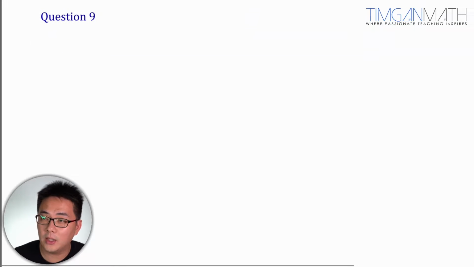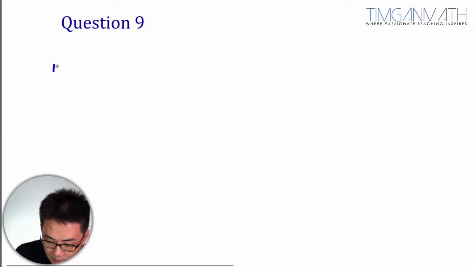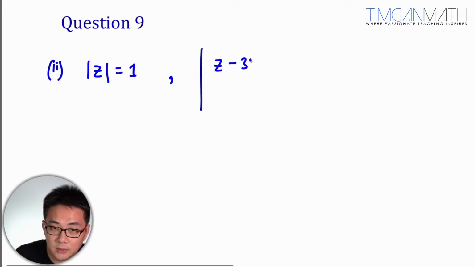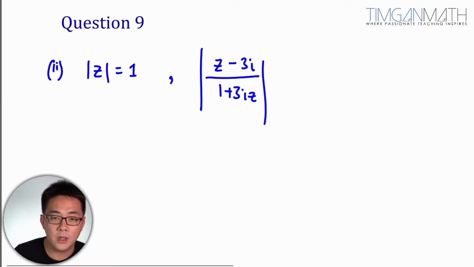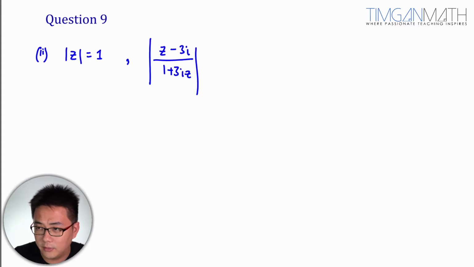Let's look at question 9 part 2. For 9 part 2, you are given that mod z equals 1, and you're told to find the modulus of this complex number here, (z − 3i)/(1 + 3iz). Now, this is a 5-mark question, I believe.